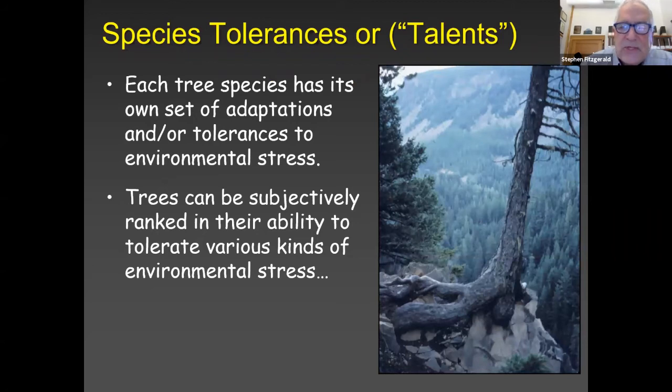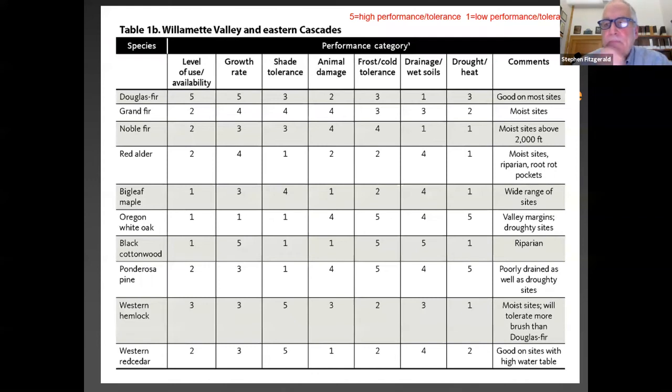So let's talk about species tolerances, or maybe their talents. Each species has its own set of adaptations to stressors like shade or flooding or frost or even wildlife damage. And what we can do is subjectively rank these to look at their performance and maybe try to match them to sites that they would do well on and be able to tolerate the kind of environment that they're going to be growing in. So in this table, I have the species over here on the left, and at the top we have some performance categories: level of use, the growth rate, its shade tolerance, animal damage, frost or cold tolerance, its tolerance to drainage or wet soils, and to drought and heat.